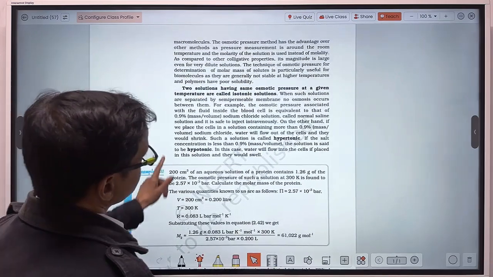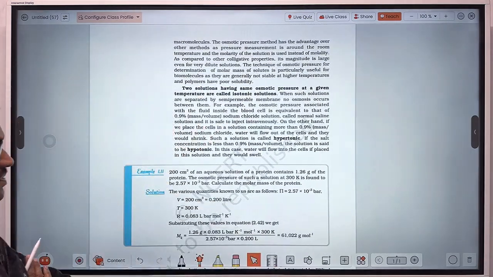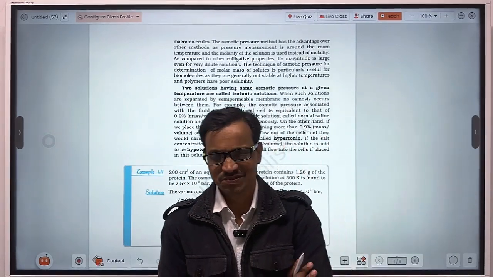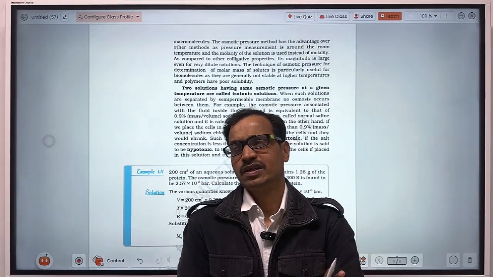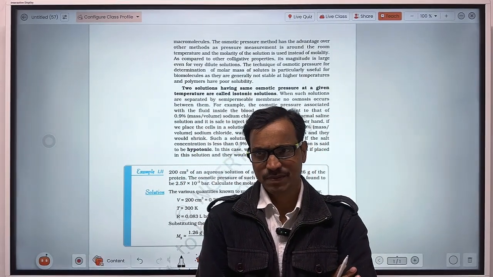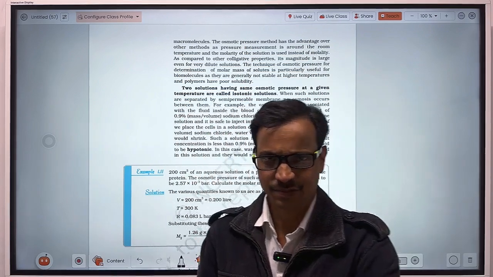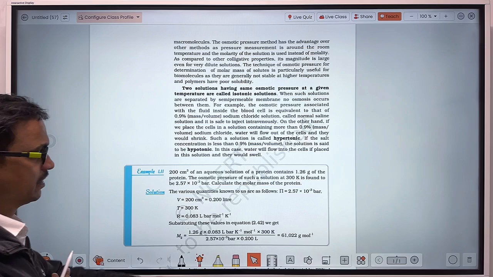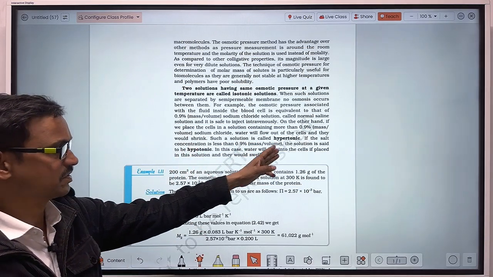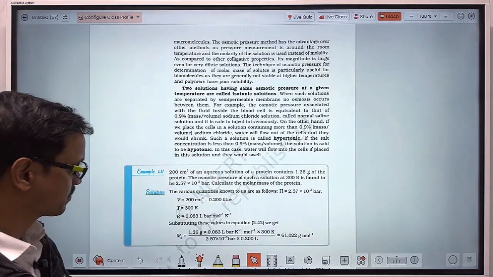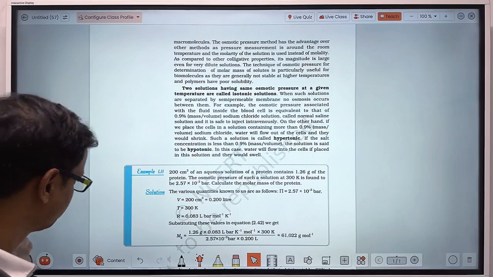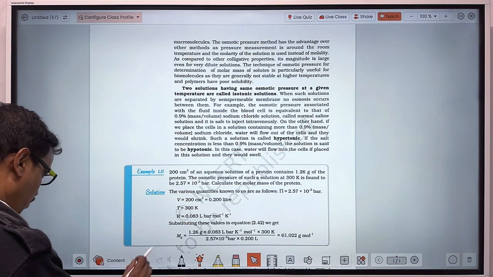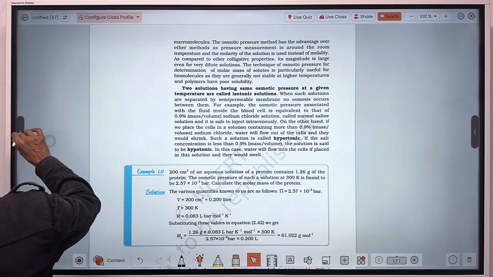Now this question. What are isotonic solutions? Obviously iso means same and tonic refers to osmosis. So two solutions which have the same osmotic pressure are called isotonic solutions. Hypotonic solution means whose concentration is less, and hypertonic solution means whose concentration is more. Now watch out this question. Here the volume has been given.